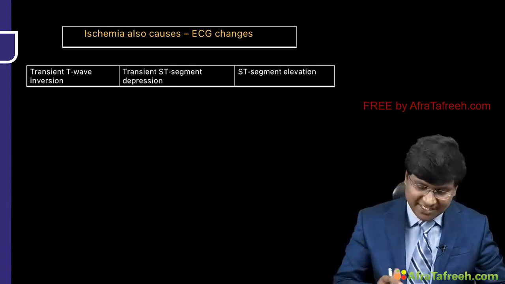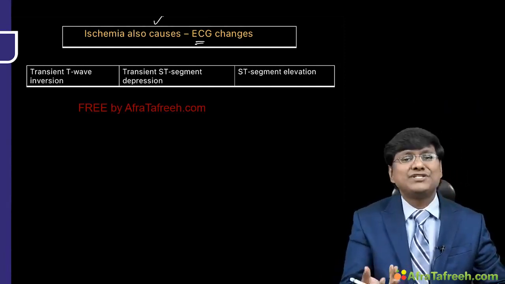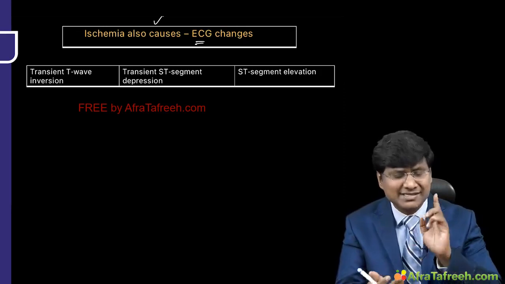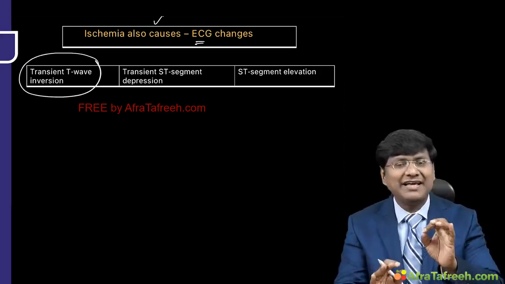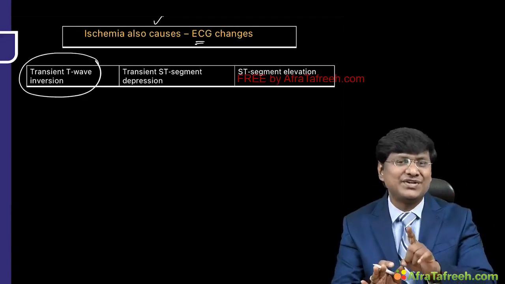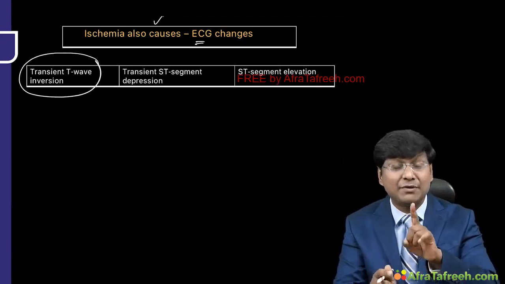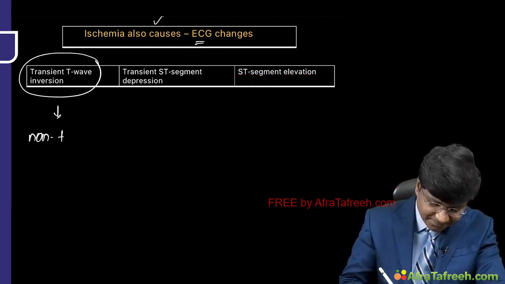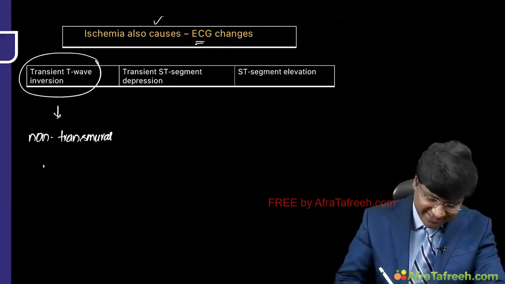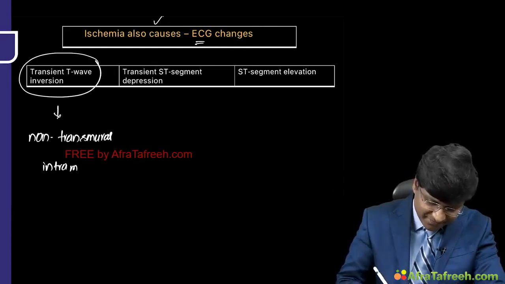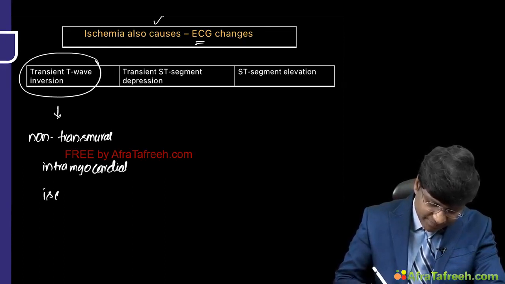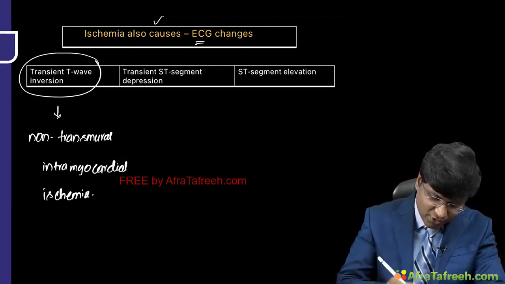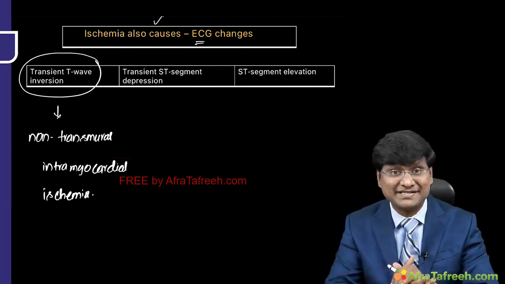Not only that, ischemia also causes a few more changes in the ECG. That includes transient T wave inversion. When will there be transient T wave inversion? If there is transient T wave inversion, it probably reflects non-transmural, intramyocardial ischemia. So that is what the presence of transient T wave inversion represents.